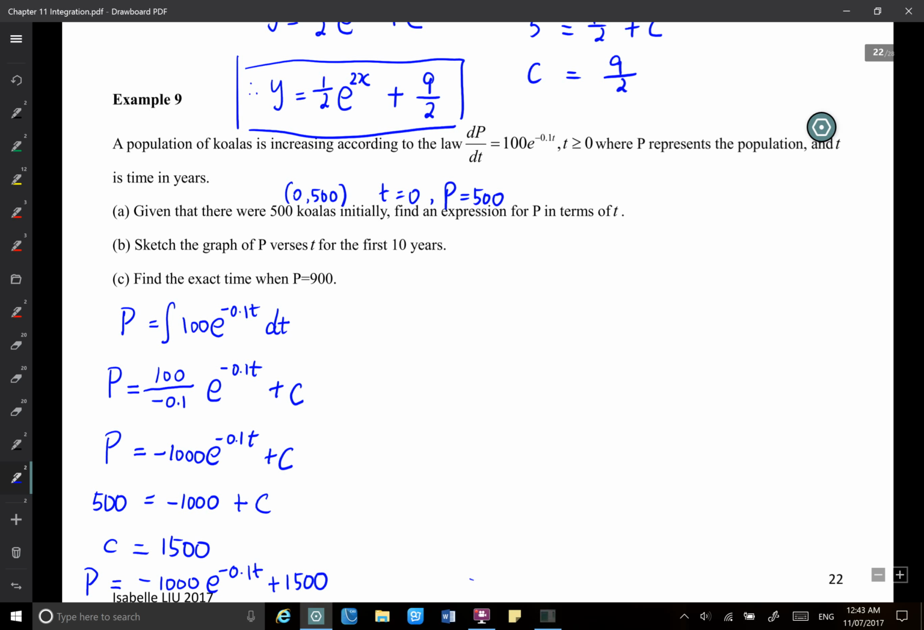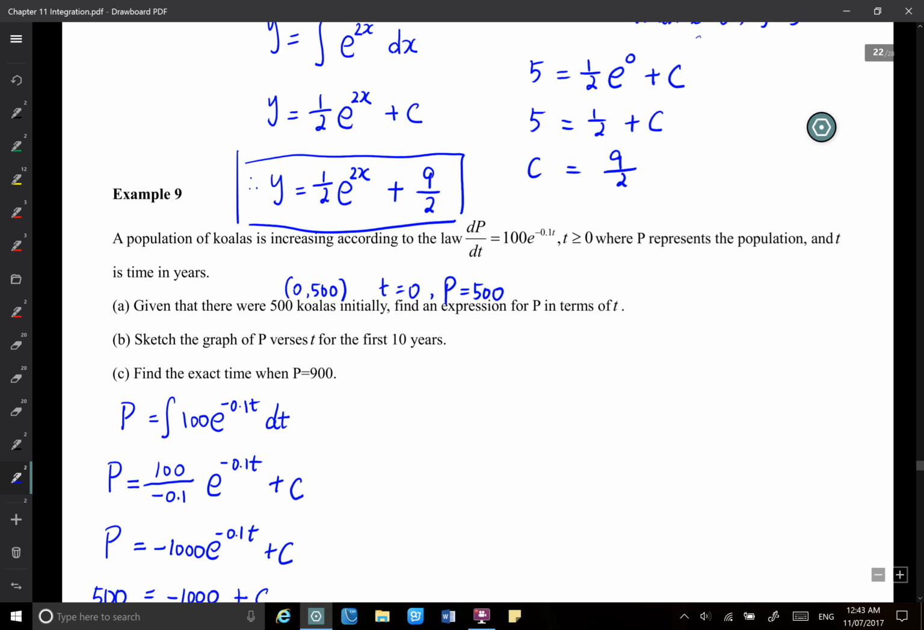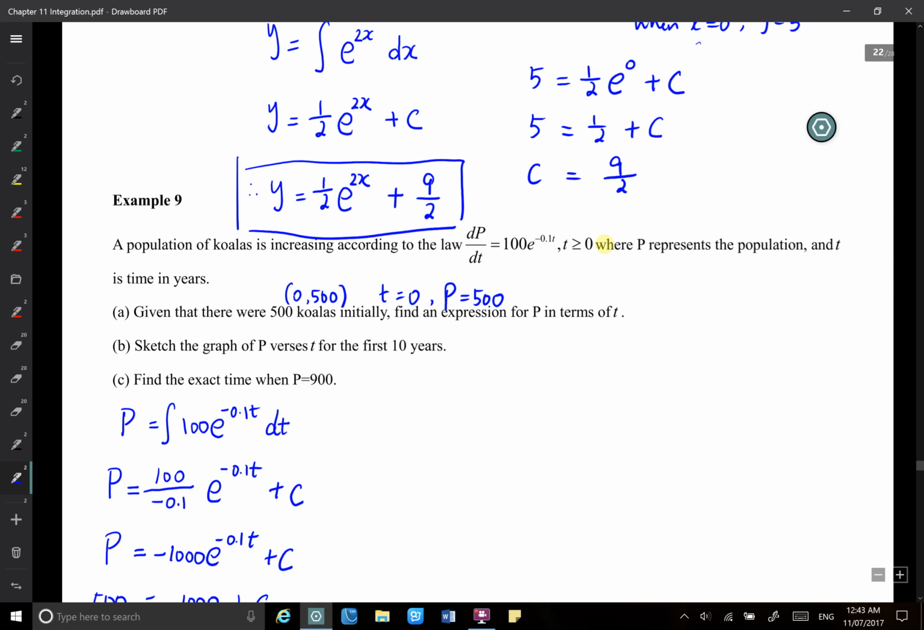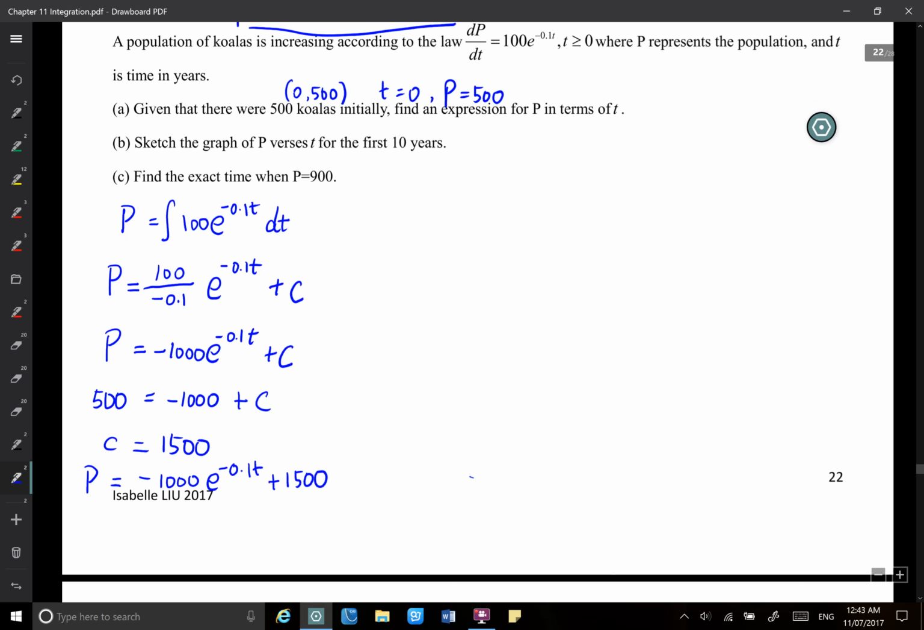dP/dt equals 100 e to the power of negative 0.1t. Part A tells us, given that there were 500 koalas initially. This 500 koalas is the same as the previous question's (0, 5). That tells us when t equals 0, P should be 500. And I want to find an expression for P in terms of t.